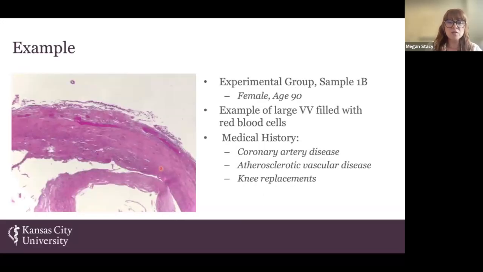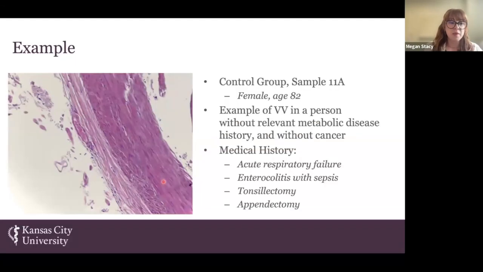And so I wanted to then just provide you with some examples of what we were seeing on these H&E slides. So this is a sample of very large vasovassorum here from a donor in our control group, or no, I'm sorry, the experimental group. So she was a 90-year-old female with relevant history of coronary artery disease and atherosclerotic vessel disease. You can see some plaque here. So that's kind of what we were looking for.